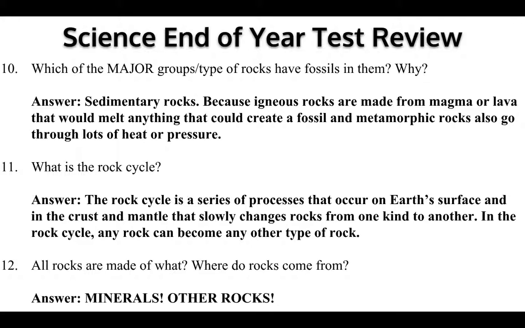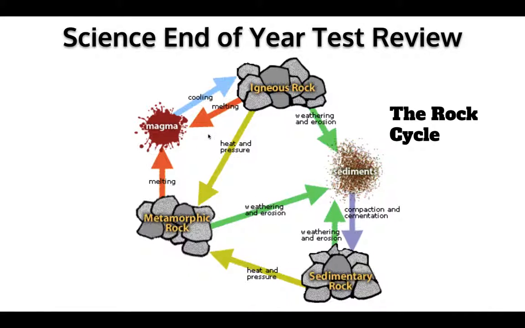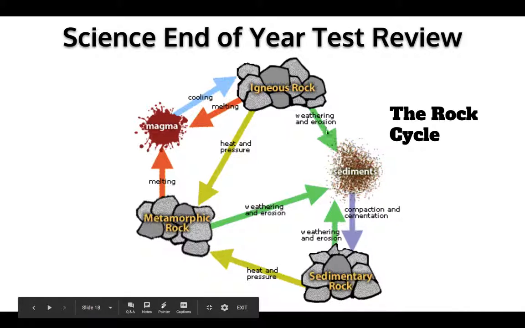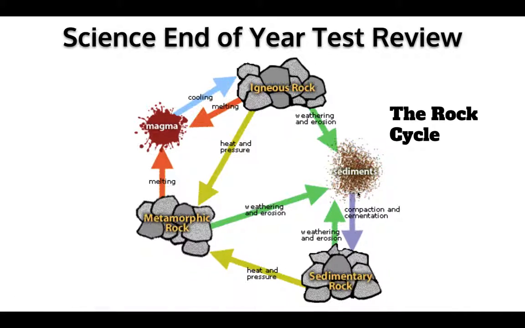All rocks are made of minerals. Where do rocks come from? They come from other rocks. Here is the rock cycle, okay? So igneous rock can become sedimentary rock through weathering and erosion, turning into sediment, compacted and cemented together into sedimentary rock.